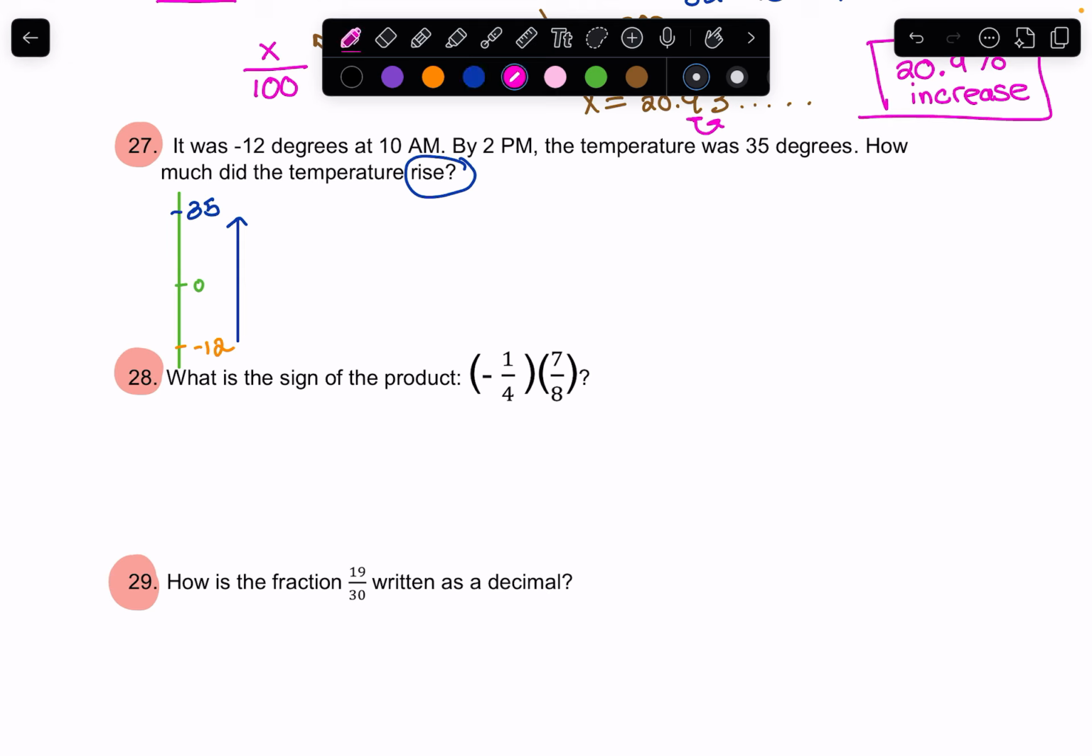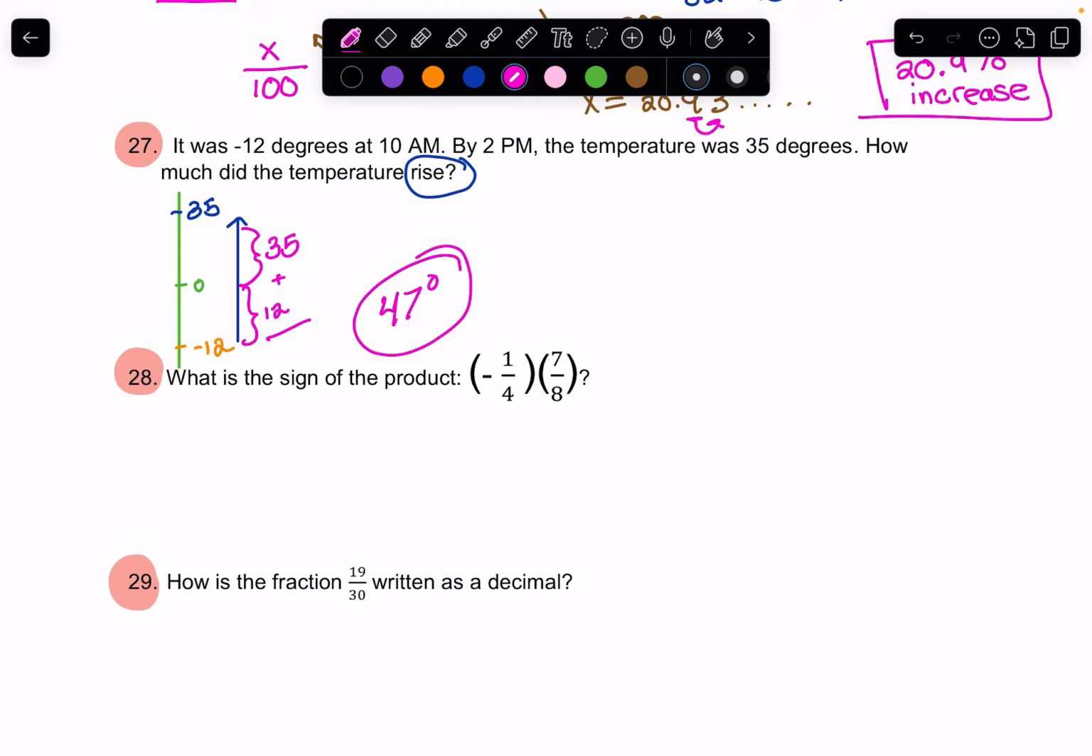Well, to get from negative 12 to 0, that's an increase of 12. And then to get from 0 to 35, that's an increase of 35. So your total distance is 35 plus 12, which gives me 47 degrees. That's the easiest way, in my opinion, to do these types of problems. Draw a picture. The other way to think of it is that you're adding the absolute values or you're subtracting the numbers. Either one.